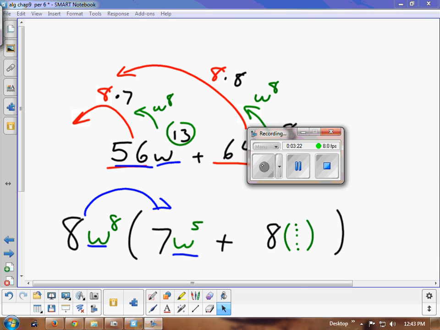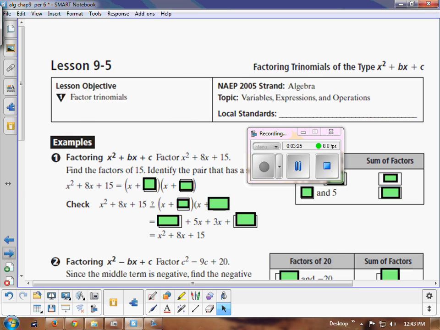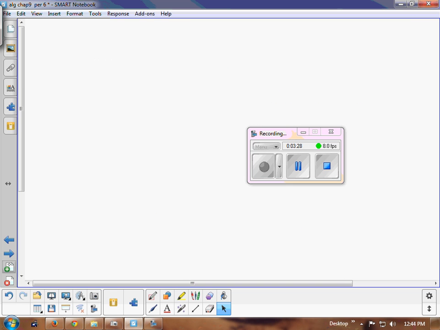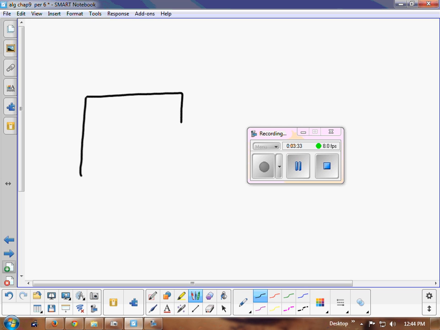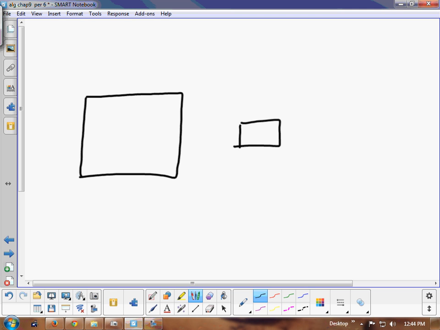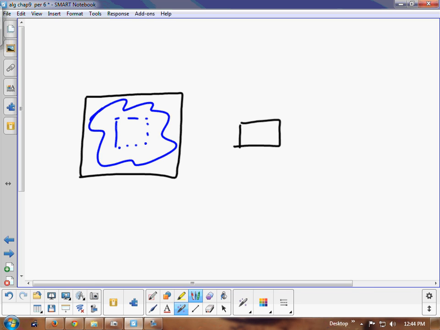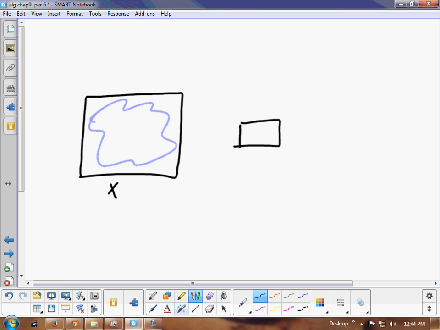So let's look at 18. 18 is the one that has the boxes. It has a large box, and then it has a small box in it. And it says if I cut the small box out of the larger one, what's the area of this region out here? Well, the dimensions of the larger box are x plus 5, and it's a square, so this side is x plus 5 also, and this is x, and this is x.